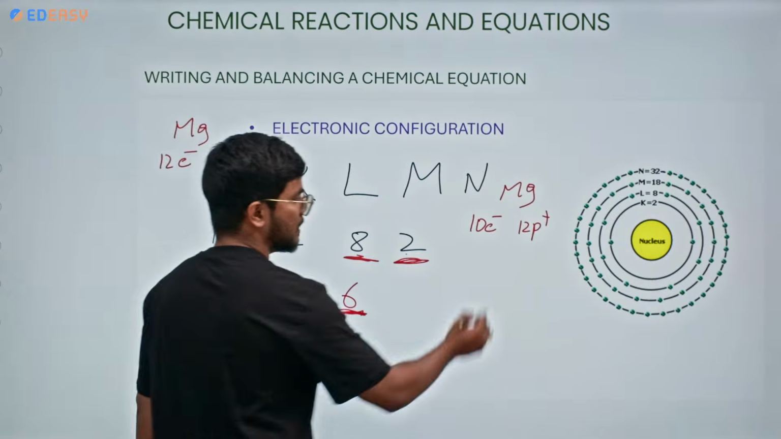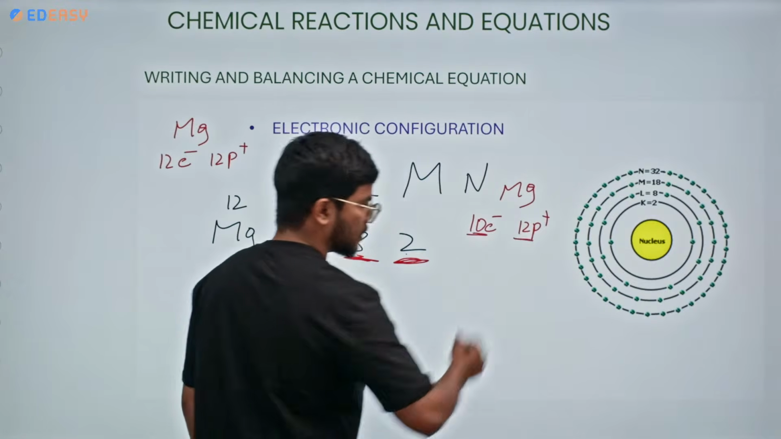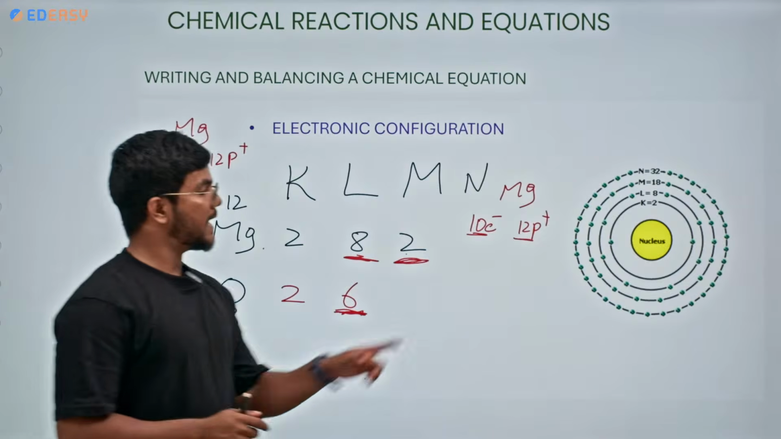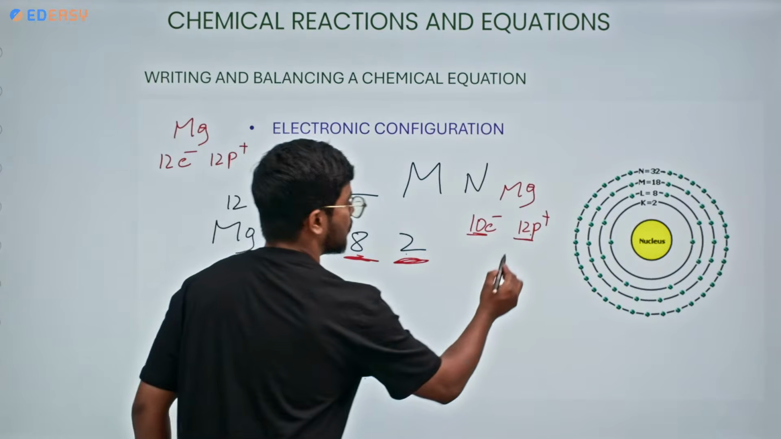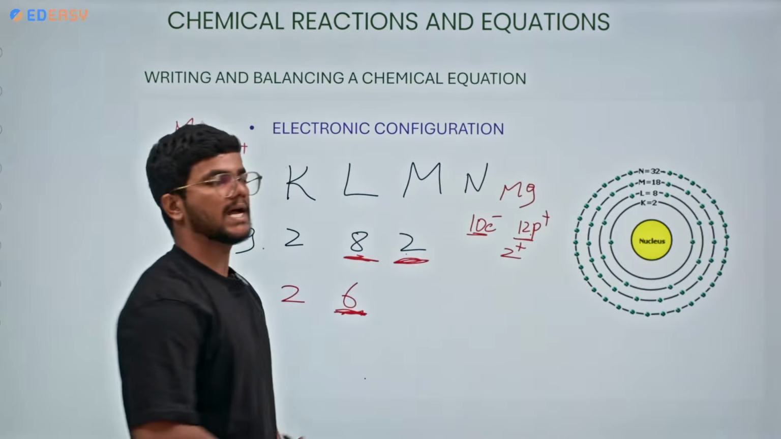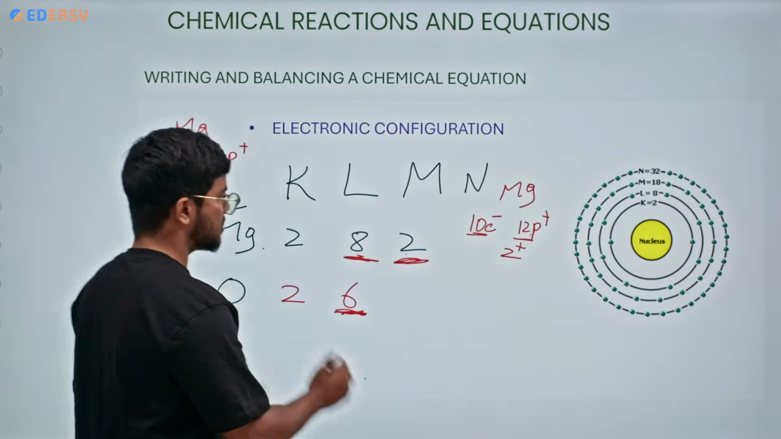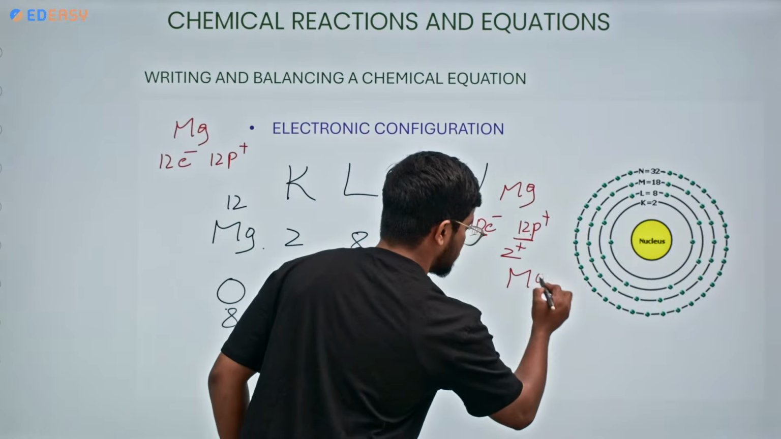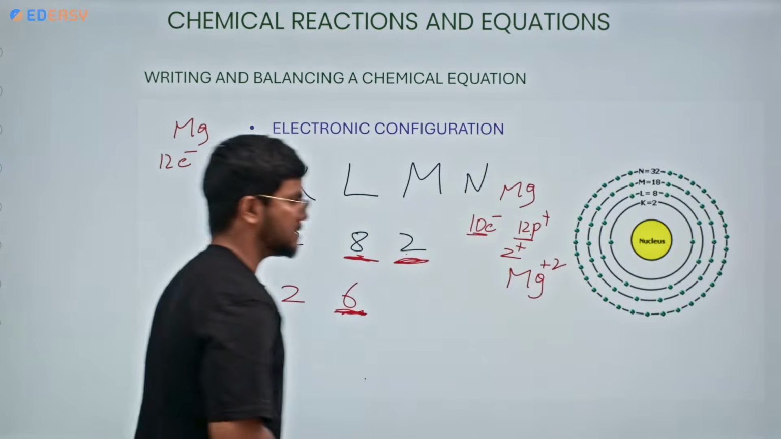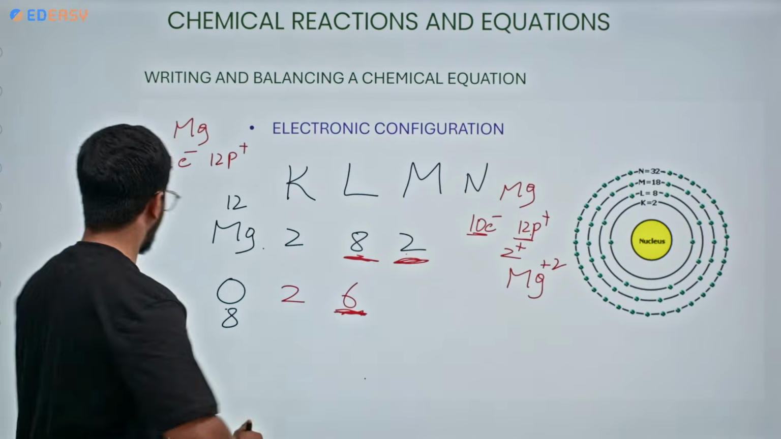Always the electron number and proton number should be equal. So the extra 2 protons are kept as a charge on the magnesium. So magnesium now is Mg plus 2.